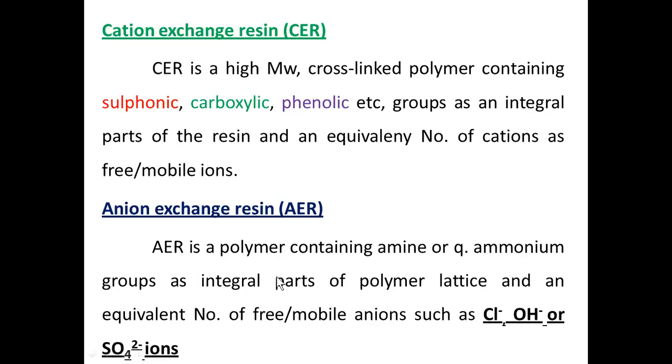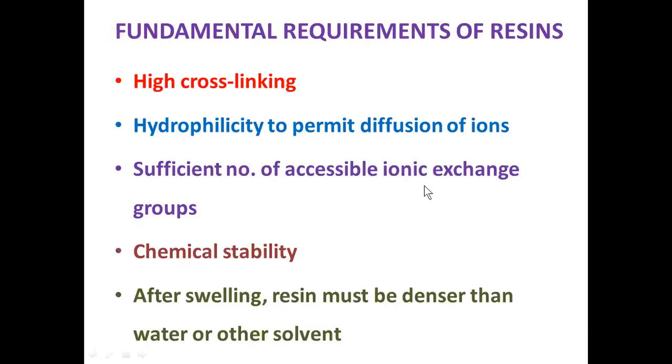Similarly, the anion exchange resin is a polymer of high molecular mass which contains an amine or quaternary ammonium group as an integral part of the polymer lattice, and an equivalent number of free anions such as chloride, hydroxide, sulfate, nitrate, bromide, etc. These free anions will be exchanged when you pass a sample solution containing anions through the ion exchange column. So an anion exchange resin is a resin in which free anions are present as mobile ions, and they are going to be exchanged by the anions of the sample solution.